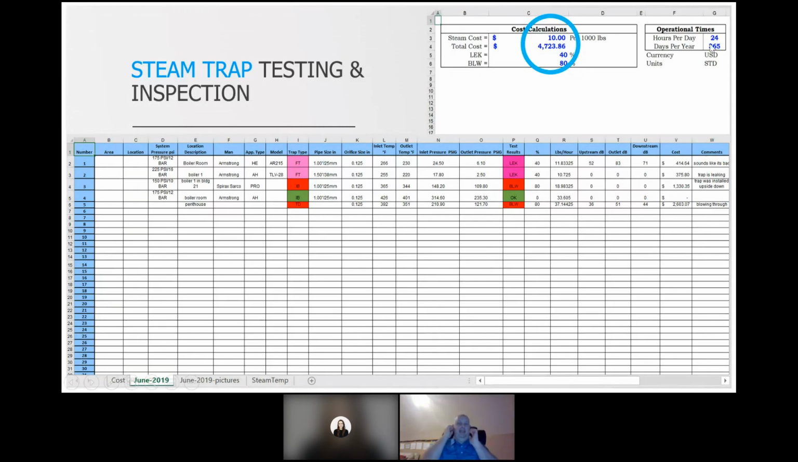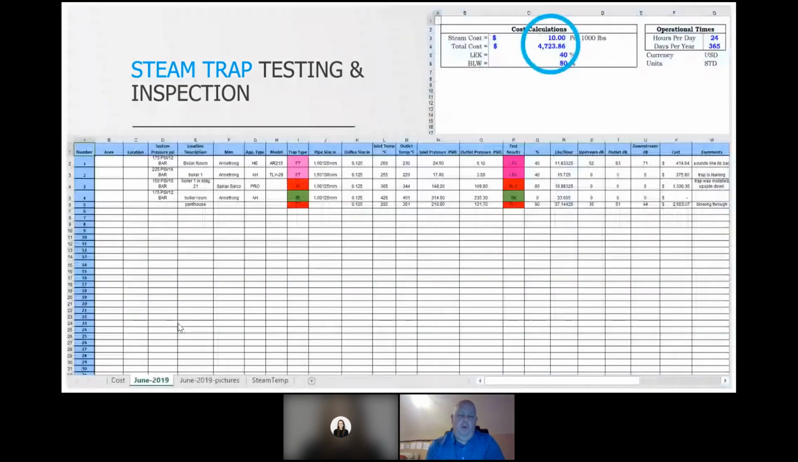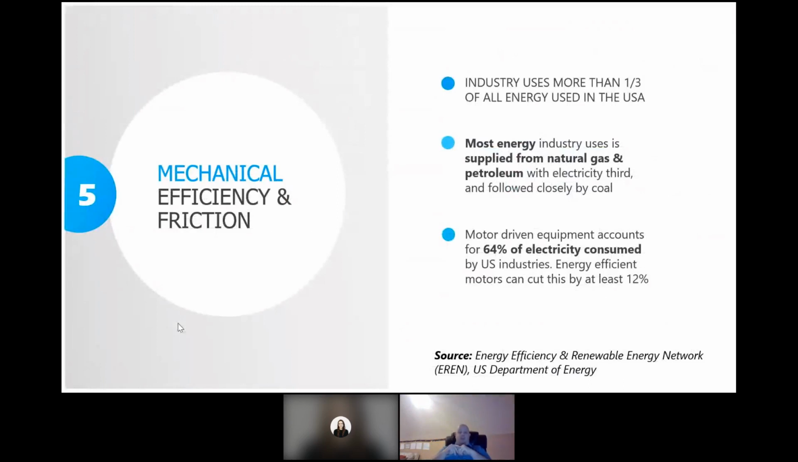I've heard as high as $18 per 1,000 pounds. And that tends to be more in the pharmaceutical types of industries, where typically the fuel used to generate the steam is a little bit higher, and the steam has to be cleaner; it has to be treated and maintained differently. So that's how we would quantify steam trap losses using ultrasound. It's based off of the type of trap, the orifice size, the inlet temperature, the outlet temperature, and then our test result: if it's okay, if it's leaking by, or if it's failed open. Or we may have some that are failed closed, and those are going to require more significant maintenance or repair.